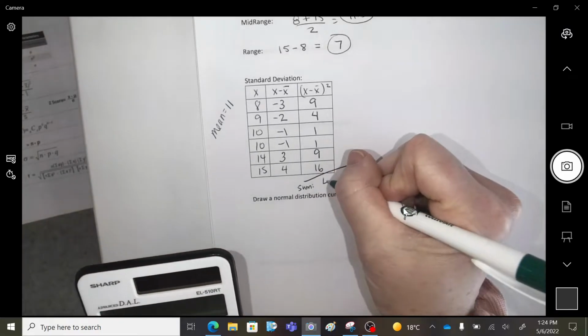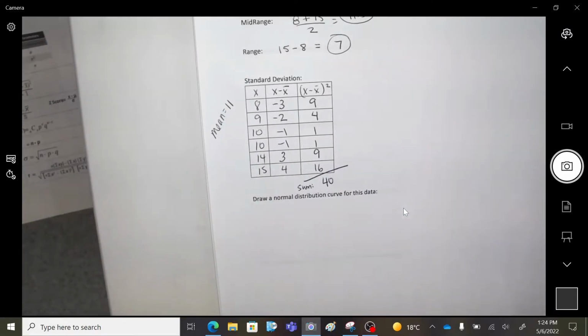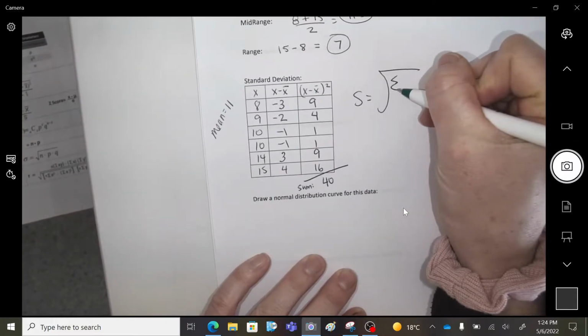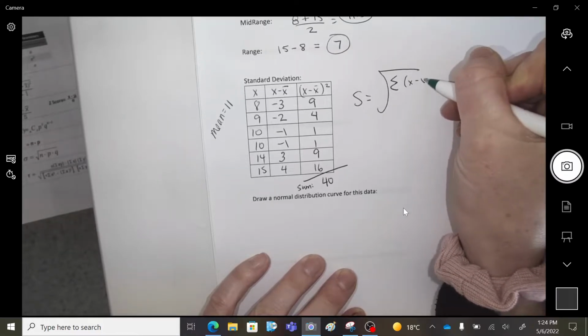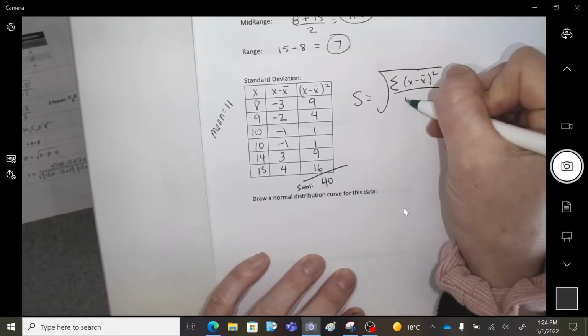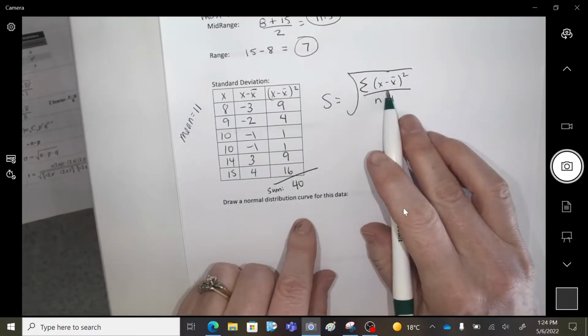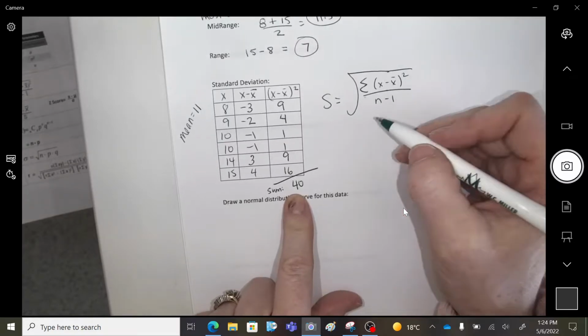Okay, I got a 40 when I put all those together. Okay, so I'm going to write this down. You do not need to. You're probably looking at your formula sheet here. Okay, so the sum of that, so that was 40.